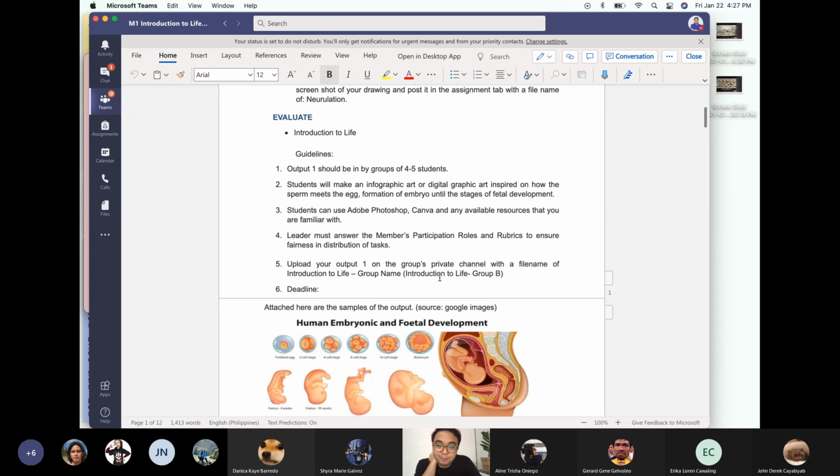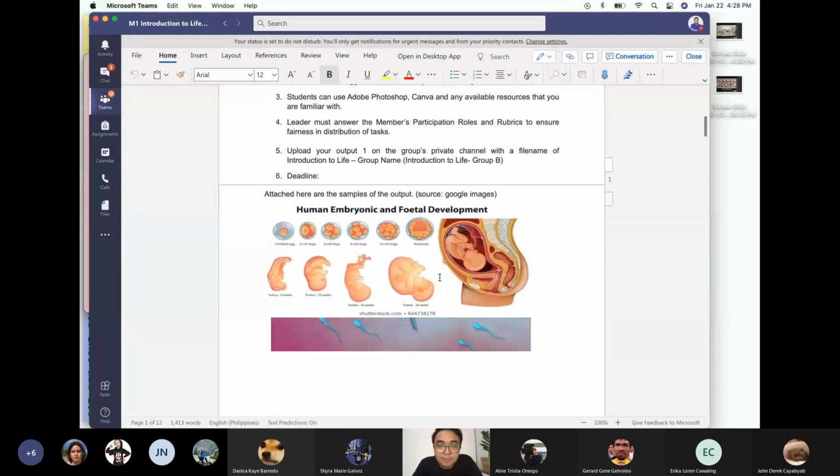Inspired by how the sperm meets the egg, the formation of the embryo, until the stages of fetal development. The students can use Adobe Photoshop, Canva, or any available resources. If you're not really tech savvy, or even if no one in your group is techie, you can draw, and then scan it, or take a picture and attach it to a Word file, for example.